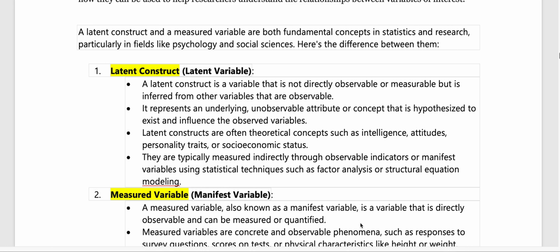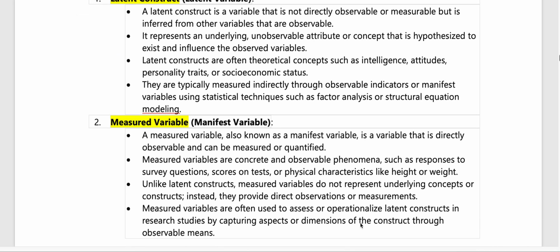But the manifest variables, that is the measured variables, are concrete and observable phenomena such as responses to survey questions, scores on tests, or physical characteristics like height or weight. Latent constructs are often theoretical concepts such as intelligence, attitude, personality traits, and socioeconomic status. Unlike the construct, measured variables do not represent an underlying concept. Instead, they provide direct observation or measurement.